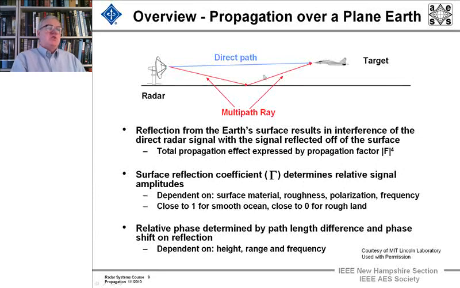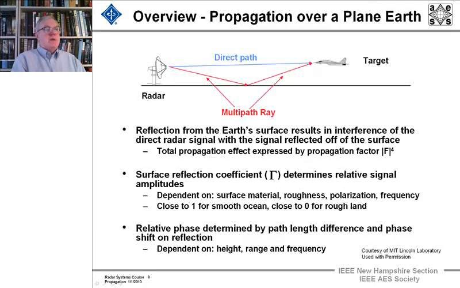Now let's look at propagation over first a plane Earth, because that's easy to do geometrically and from a calculation point of view. And then we'll look at it over a curved Earth, which is more complicated. But we'll just go through this in a straightforward manner to give you the ideas. We have a radar and a target, and in blue is the direct path, and in red would be that multipath ray that I spoke about. So the reflection off the Earth's surface, typically from a target that's close to the Earth, and the radar, of course, in this case would be close to the Earth, you can have interference of the direct signal and what we call the multipath ray.